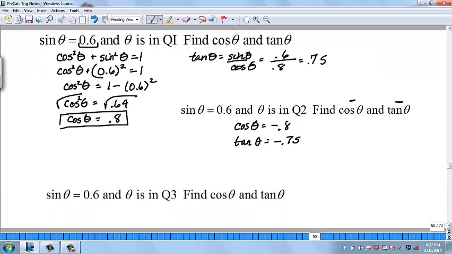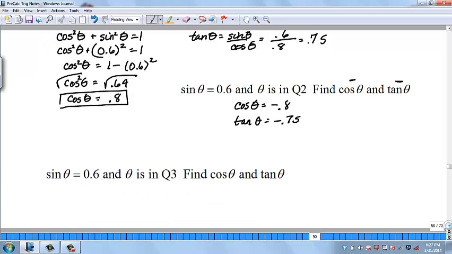If I said the sine of theta is 0.6 and theta is in quadrant 3, find cosine and tangent. Now, cosine is negative and tangent is positive in the third quadrant, so the cosine of theta would be a negative 0.8 and the tangent of theta would be a positive 0.75.